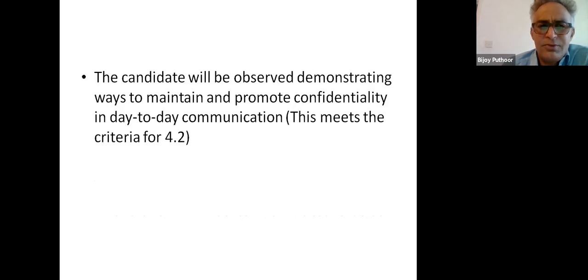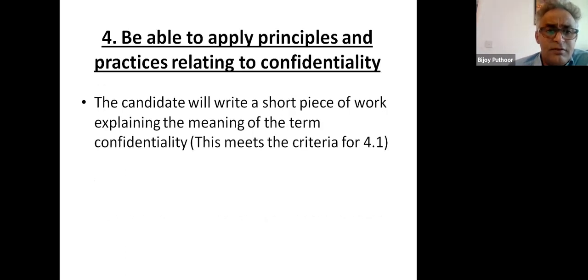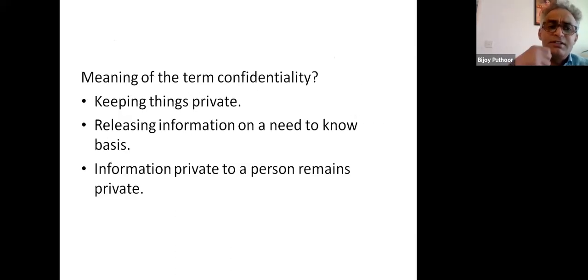And this 4.2 says the candidate will be observed demonstrating the ways to maintain and promote confidentiality in day-to-day circumstances. So you don't have to worry about it. You are going to be observed. The candidate will be writing a short piece of work explaining the meaning of the term confidentiality is the question that you have to address.